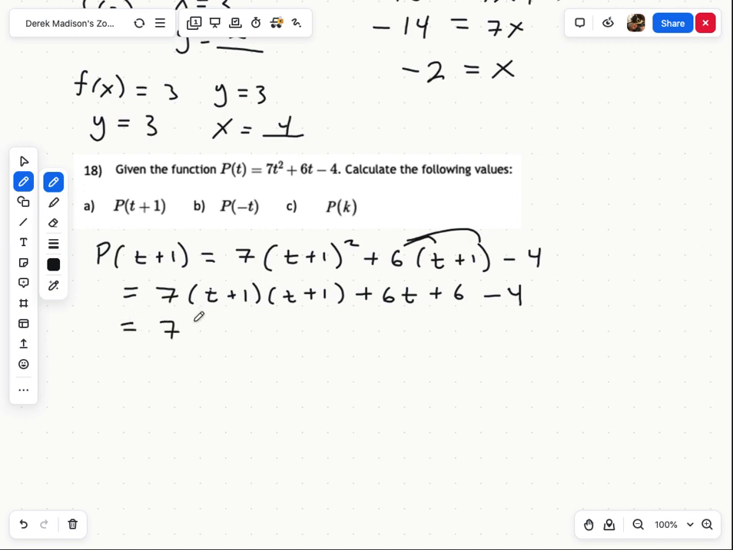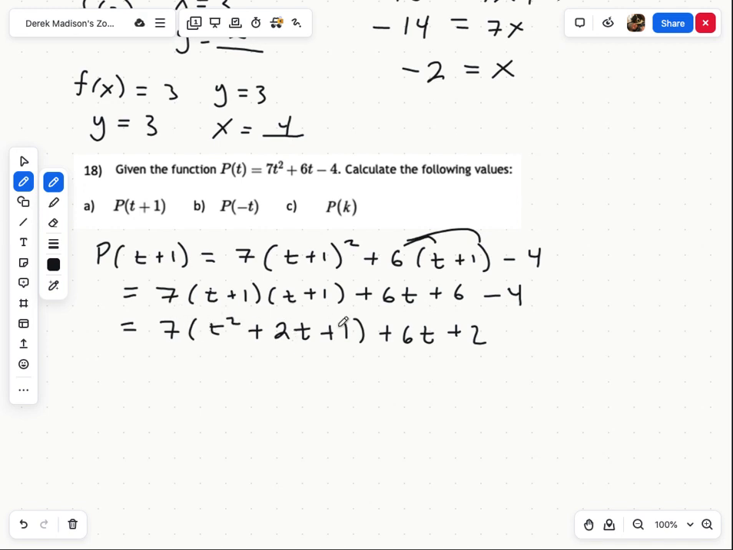So this is going to be 7. T times t will be t squared. On the outside I would get a t times 1, so that would be a plus t. On the inside I get another t times 1, so that's another plus t. So plus t will make plus 2t when I combine those. And then 1 times 1 will make 1. And then this is 6t. And we'll go ahead and combine those. So 6 minus 4 would be a plus 2 right there.